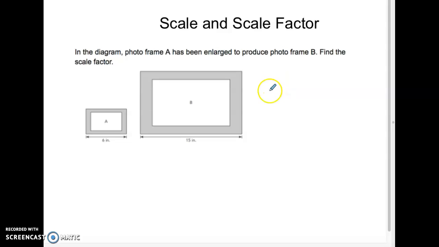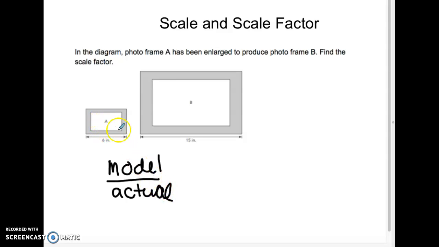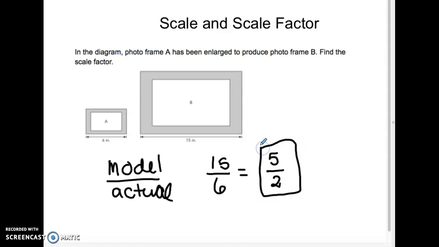So, we want to remember it's always our model over our actual. So the actual is what we started with. So A is our actual. So A goes on the bottom, that's 6 inches. And the model is the new frame, so that's 15 inches. And then we can just simplify this. Both can be divided by 3 here, so 5 halves is our scale factor.